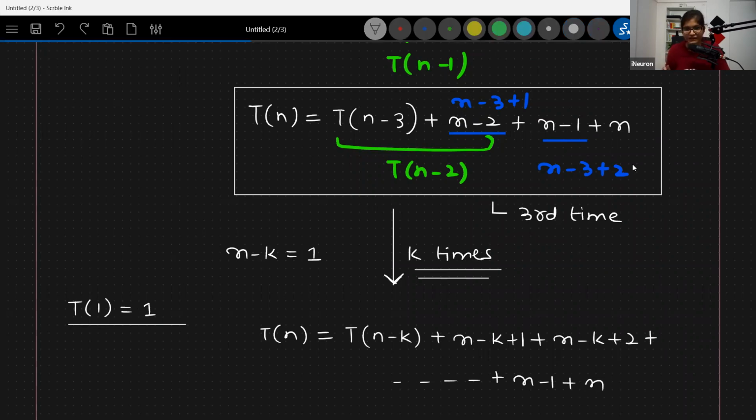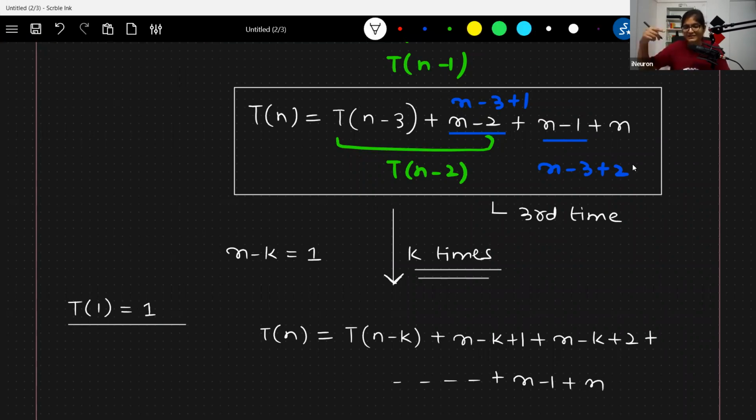So when we repeat the same task k number of times, this is the kind of thing that we will be able to get.